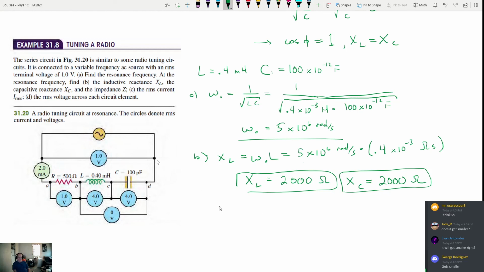Also the impedance. So it's interesting. In this case, the impedance... are we given the resistance? Oh, it's right here. Resistance is 500. So since Z is equal to the square root of R squared plus XL minus XC whole squared, if XL and XC are equal to each other, that means that Z is just equal to R. So Z is just equal to 500 ohms.